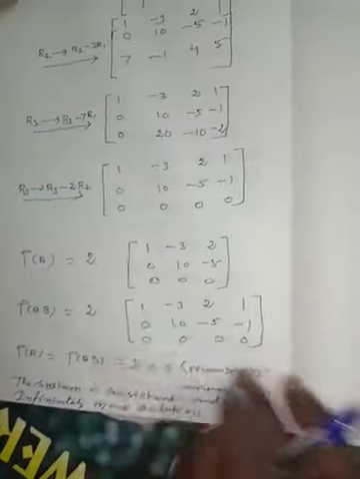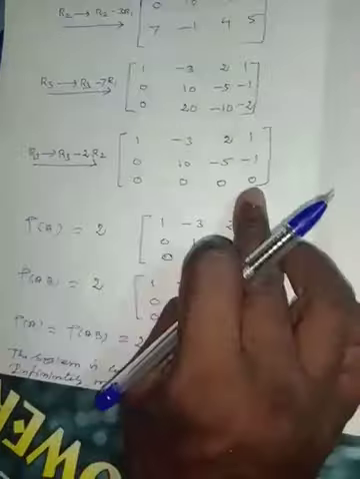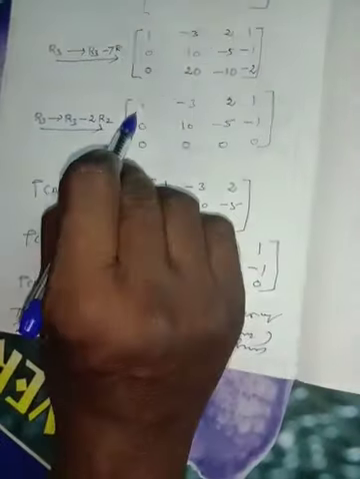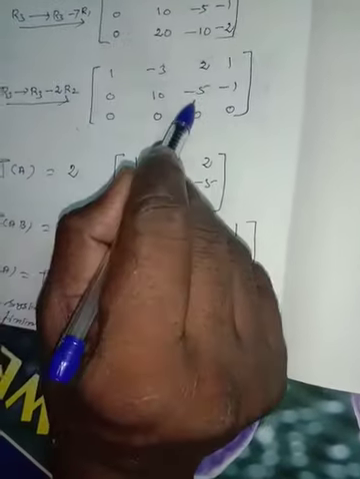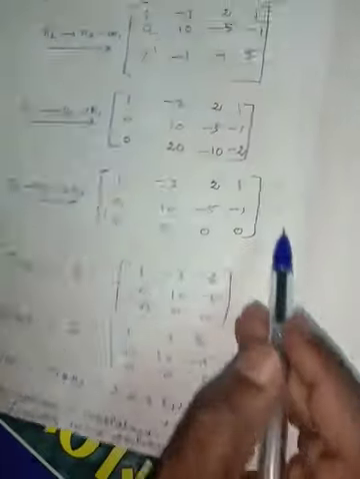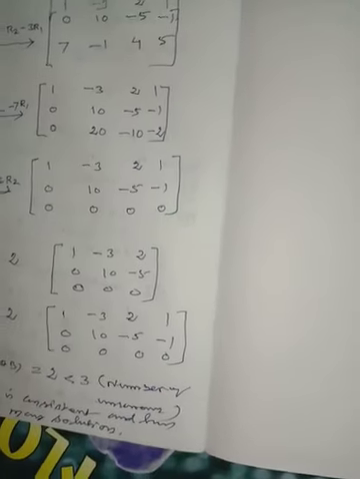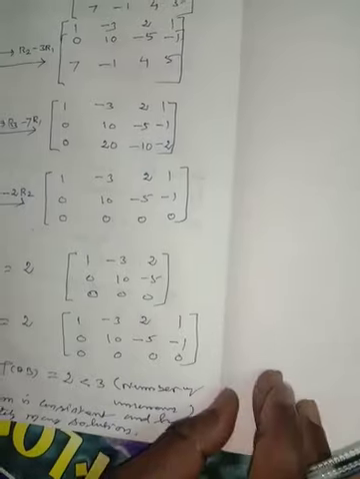First, this can be split into 2 equations. The last row rank method gives 2 equations. One is x minus 3y plus 2z is equal to 1. Another one is y minus 5z is equal to minus 1. So the last equivalent matrix is in the form of echelon.